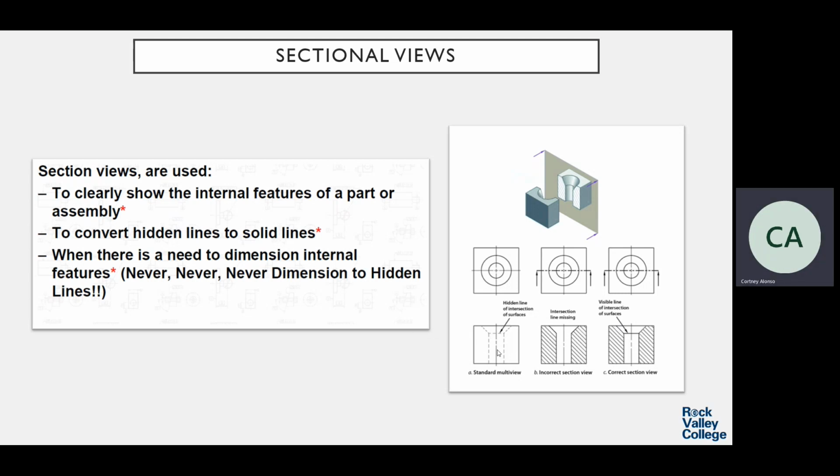So just a comment here, you never dimension to hidden lines. You're never going to see a dimension to a hidden line. And like we said before, hidden lines will change to solid lines. That's a good thing to remember, because if there's a hidden line there, most likely it's going to change into a solid line. So make sure you remember where on that right side view, or front view, you had hidden lines, and that would become solid lines.